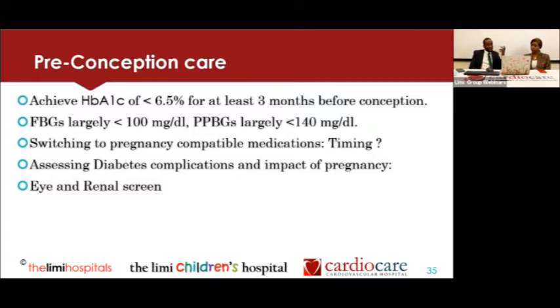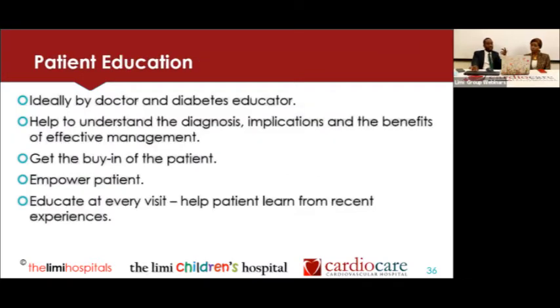You've talked a bit about the education, so I think we won't belabor that again now. But the education should be done by either the doctor or preferably by the diabetes educator. And of course, we want the patient to actually understand, we are beyond preconception care now. We're talking about a patient that comes to clinic now that's been diagnosed with either GDM or pre-gestational diabetes. You need to make the patient understand the diagnosis of the GDM, the implications, and why they need to participate in the care. And we need to get their buy-in.